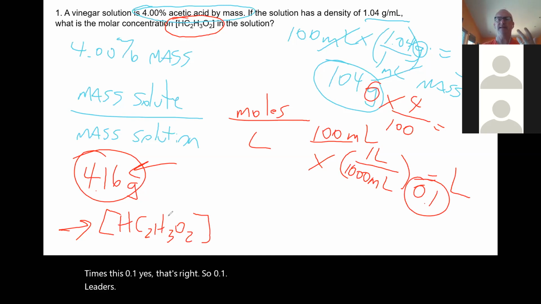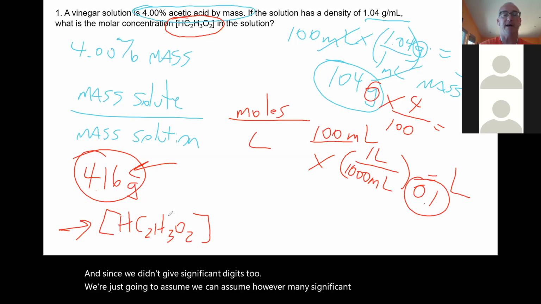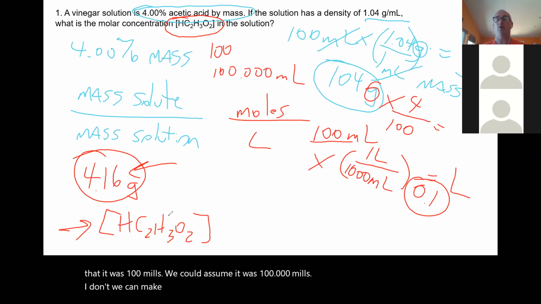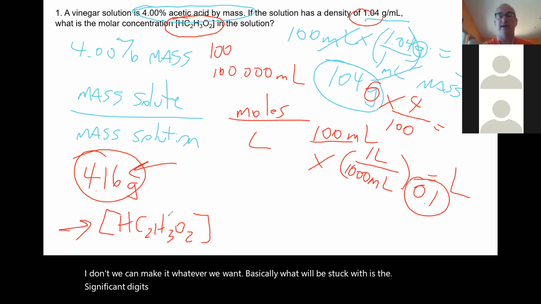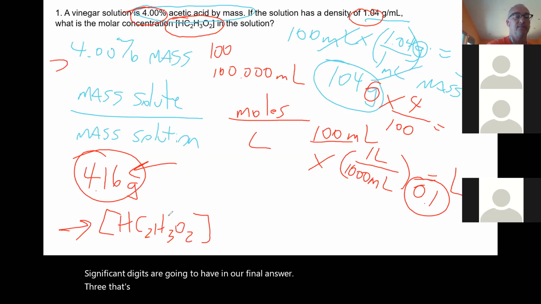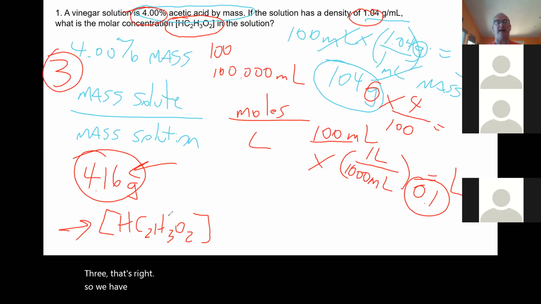And since we didn't give significant digits to our volume, we can assume however many significant digits we want. We could assume that it was 100 mils, or 100.000 mils. We can make it whatever we want. Basically, what we'll be stuck with is the significant digits of our density and our percentage. So how many significant digits are we going to have in our final answer? 3, that's right. We're going to have 3 significant digits in our final answer.